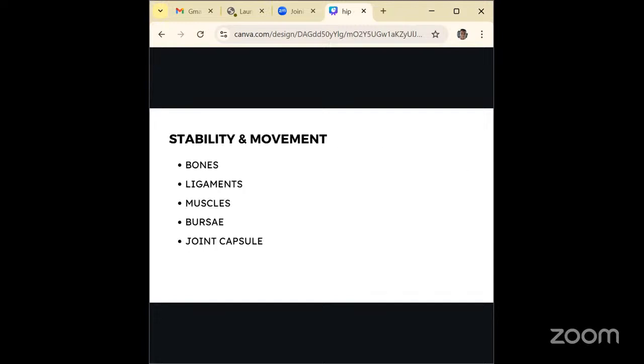Okay, so we're going to be looking at the structures that warrant the stability of the joint. The structures that make up the joint and cause it to be stable. And we're going to be looking at it from these dimensions. We're going to be seeing the bones, the ligaments, the muscles, the bursa, and the joint capsule.